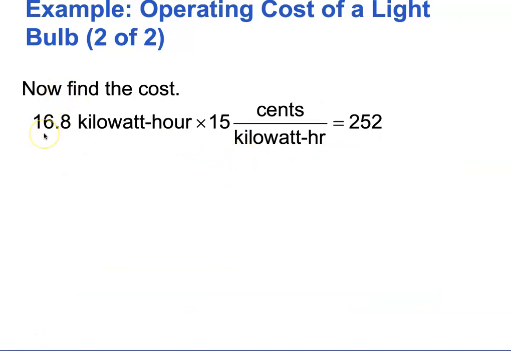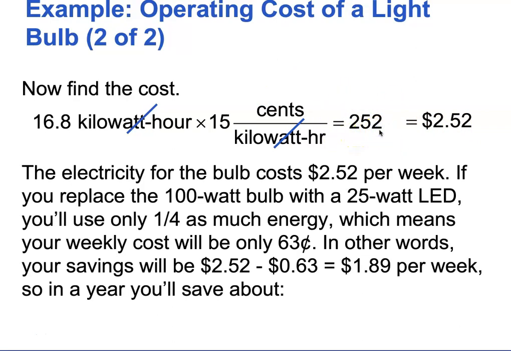So now we're going to take what we found, 16.8 kilowatt hours, and multiply it by 15 cents per kilowatt hour. Now remember, this is cents when you multiply it. So you get 252 cents. If this is in cents, when we change it to dollars, it's $2.52. Okay, be very careful with your answer. It wouldn't make sense for it to be $252. All right, so the electricity for the bulb costs $2.52 per week.